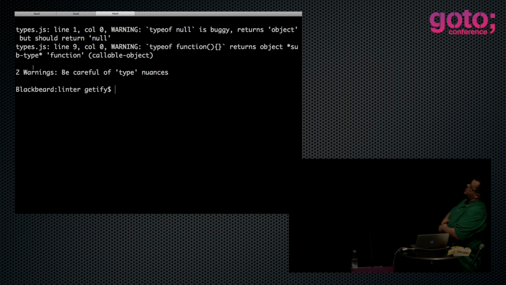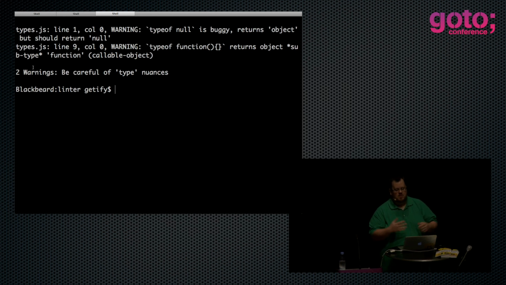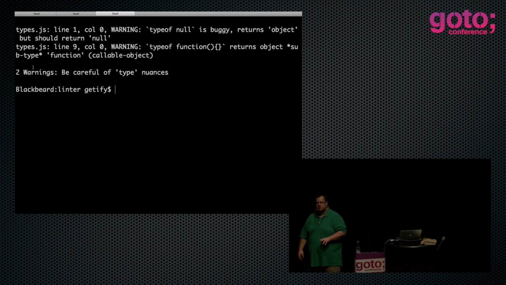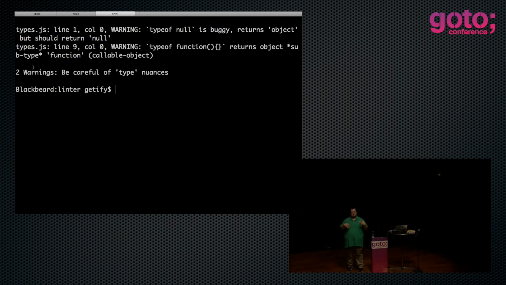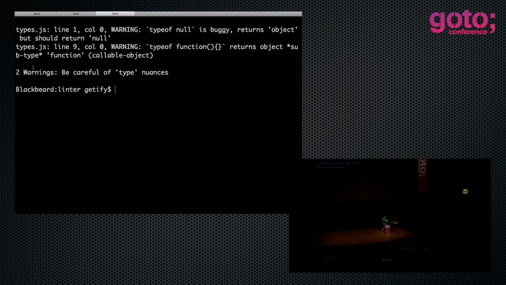For sure, the warning about typeof null being buggy. And also it gives us a warning that even though typeof function returns that object subtype, we should be careful about that. So be careful about these type nuances. Another thing to point out, by the way, if it wasn't obvious to you, is that in JavaScript, when we have dynamic typing or non-type enforcement in our language, we have types but they're not enforced. What that really means is that in JavaScript variables do not have types.